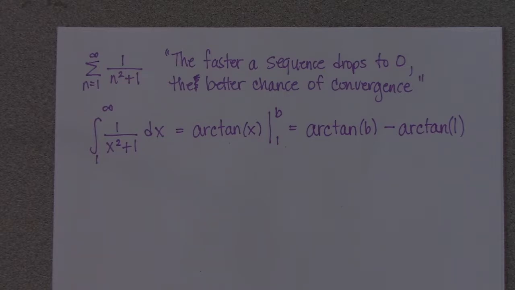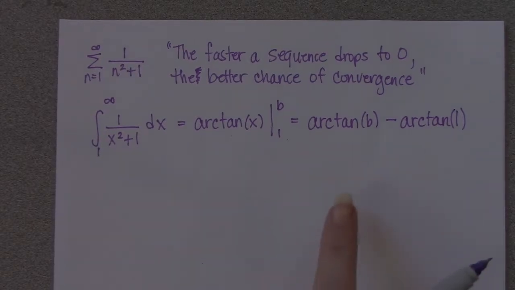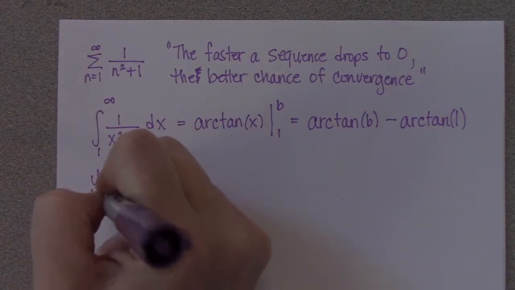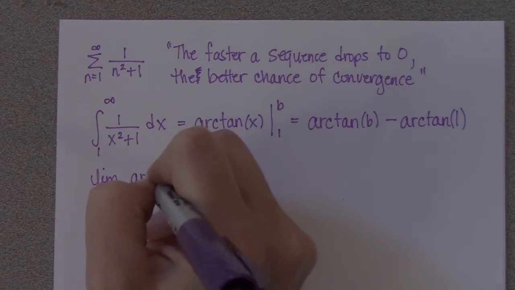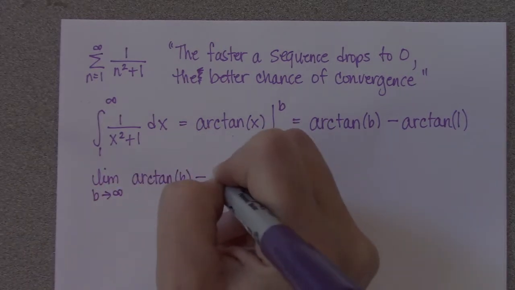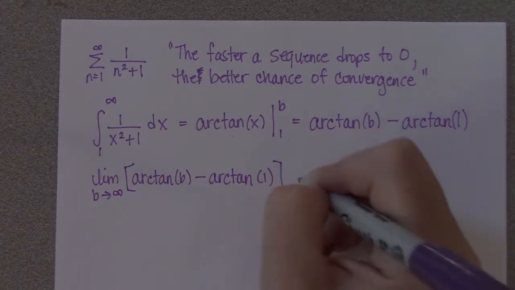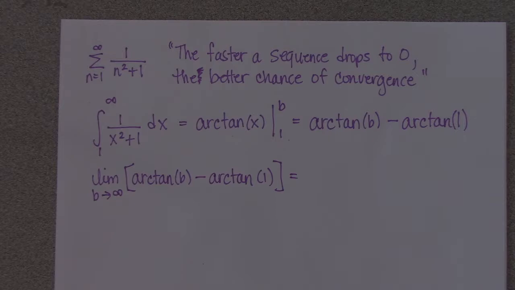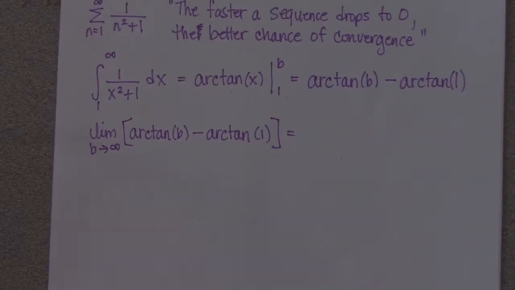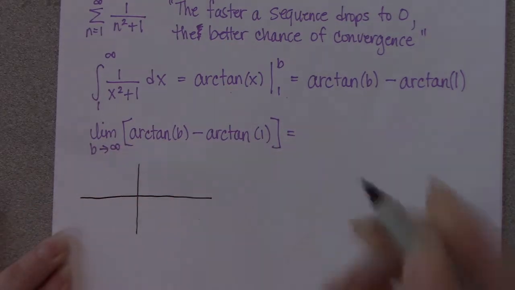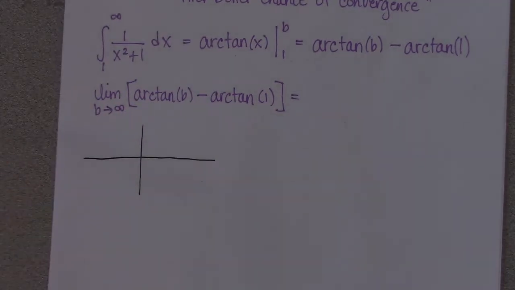And so in order to evaluate this, just like before, we need to look at the limit as b goes to infinity. So what is arctan of b going to be as b goes to infinity? Let's look at the graph of arctan of x. Arctan of x is the inverse of tangent.